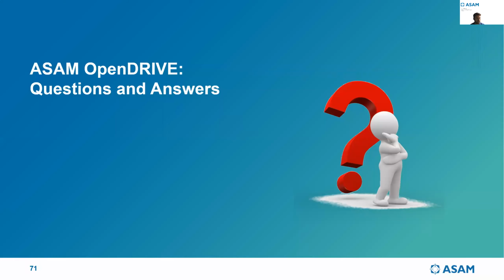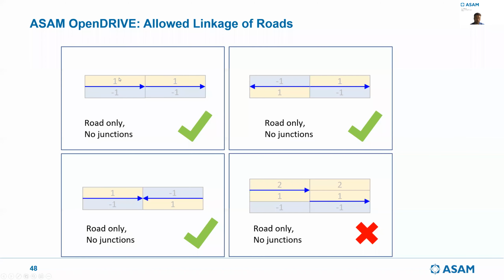In slide 48, what does the blue -1 stand for, and what does the yellow -1 stand for? Okay, let's jump back to slide 48. All right. So the 1 and -1 are the lane IDs. So you've got the S direction, you've got your T axis here, and these are the lane IDs.